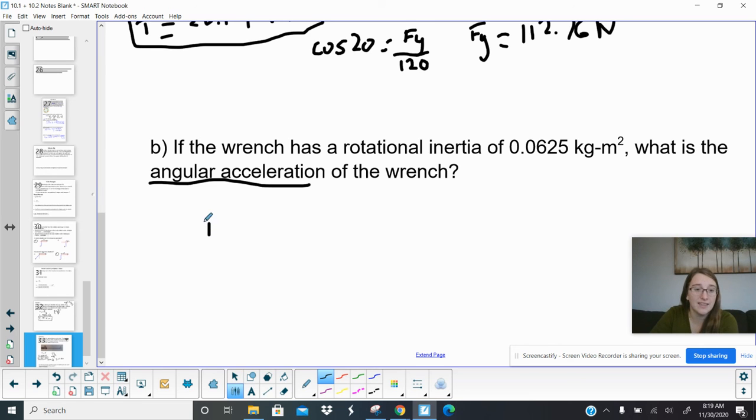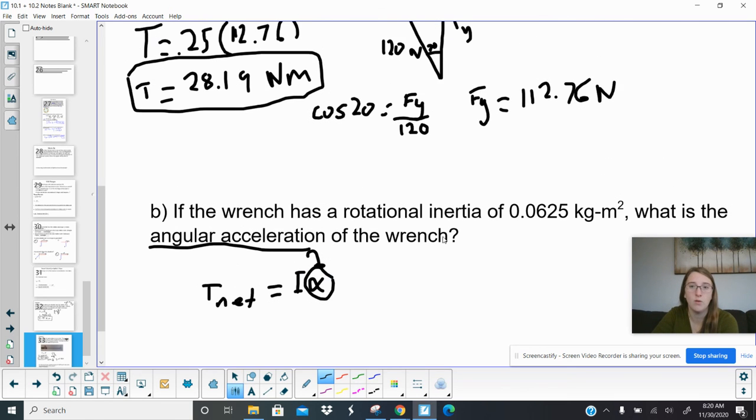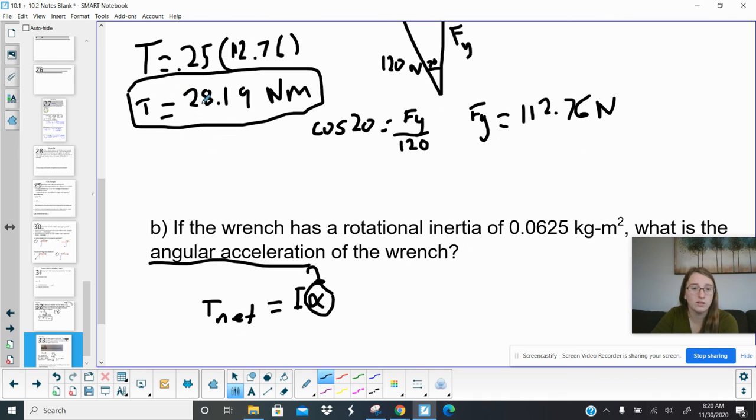So this was the fact that torque net, we can call it tau or you can just say torque, equals the rotational inertia times alpha. So if we're trying to find alpha, if we know the torque net and we know the rotational inertia, we can find this acceleration. So take a moment. We know the torque. We know the rotational inertia. Go ahead and find alpha.